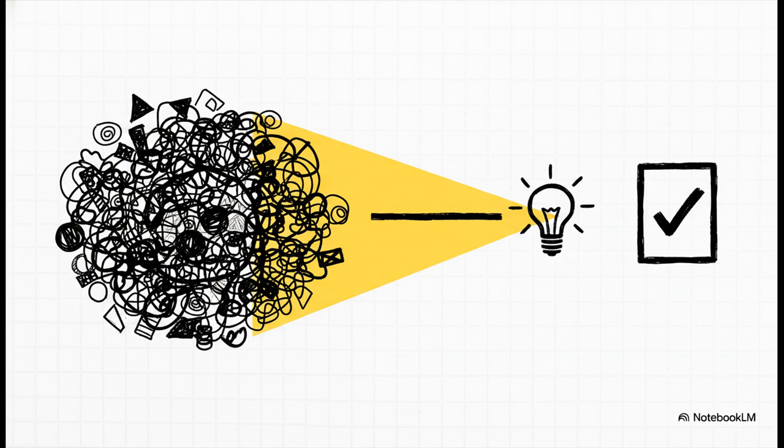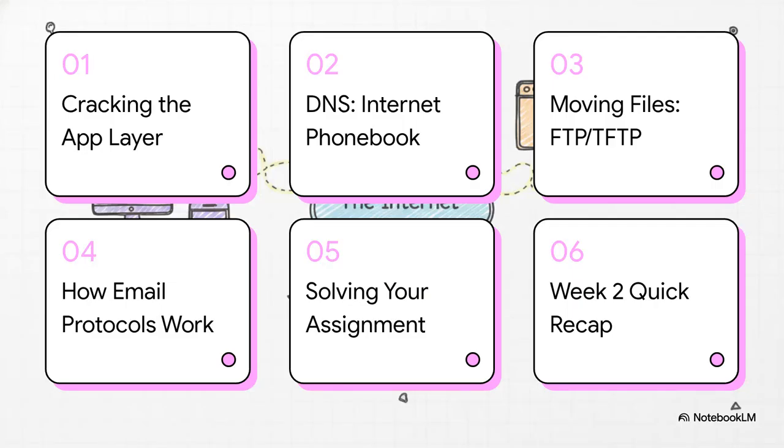We're going to break down all the key ideas from your course material and show you exactly how they tie into your assignment questions. So here's our game plan. First, we'll get a handle on what the application layer even is. Then we'll tackle DNS, the Internet's phone book. We'll compare FTP and TFTP and figure out how email attachments actually work. And then, the part you've been waiting for, we'll apply all this to solve specific questions from your assignment.